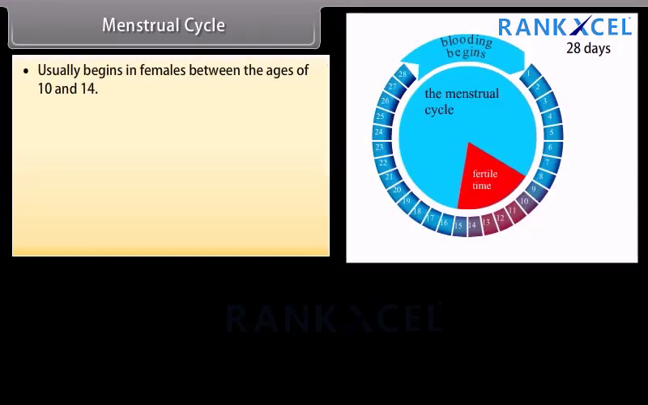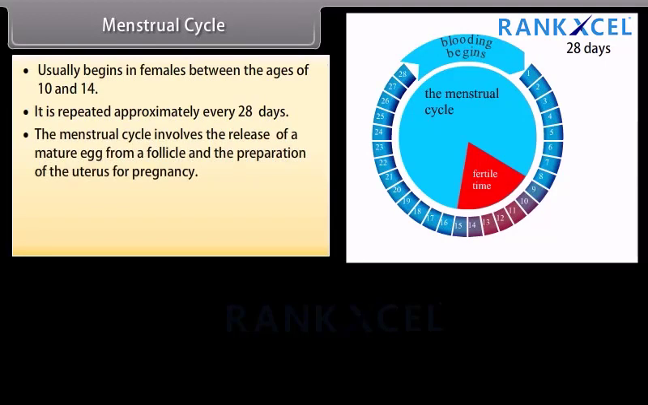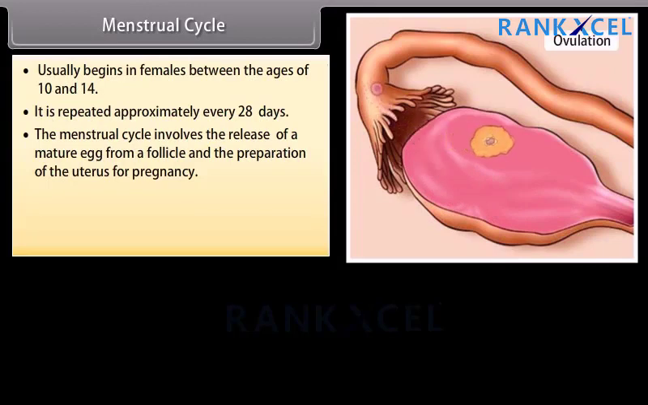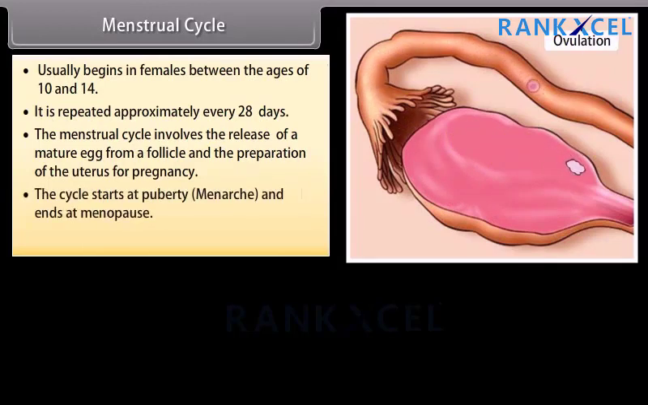Menstrual cycle usually begins in females between the age of 10 and 14. It is repeated approximately every 28 days. The menstrual cycle involves the release of a mature egg from a follicle and the preparation of the uterus for pregnancy. The cycle starts at puberty or menarche and ends at menopause.